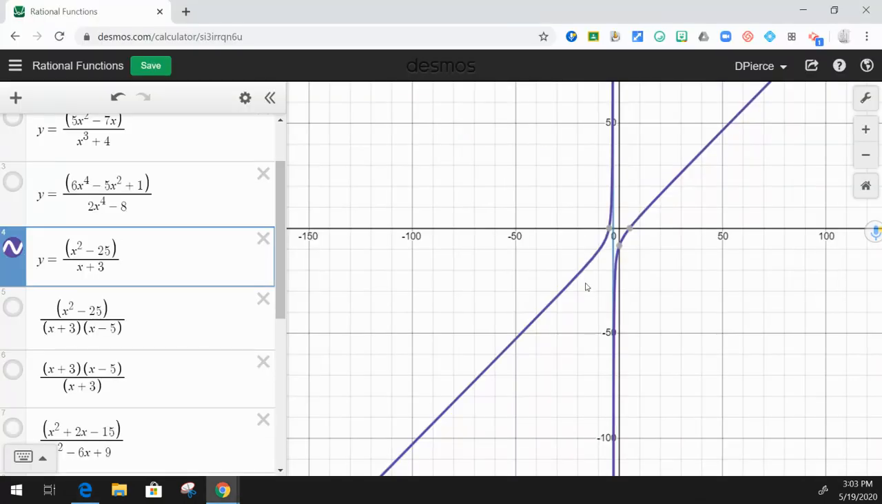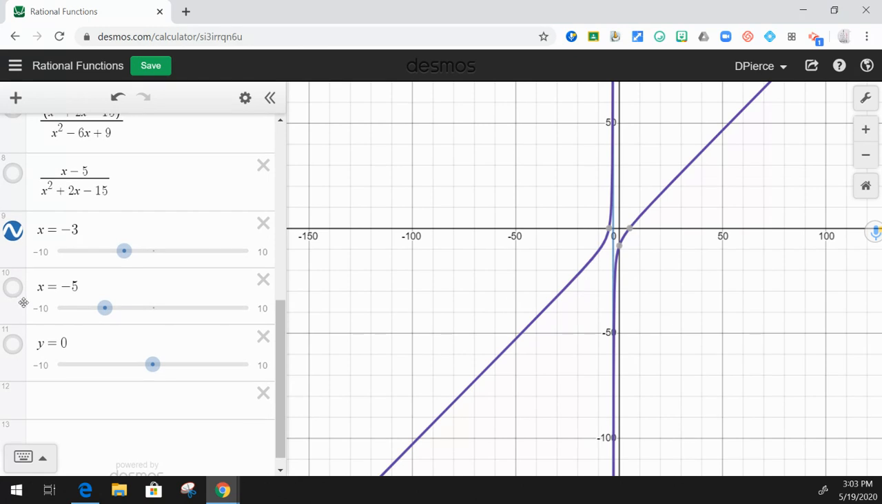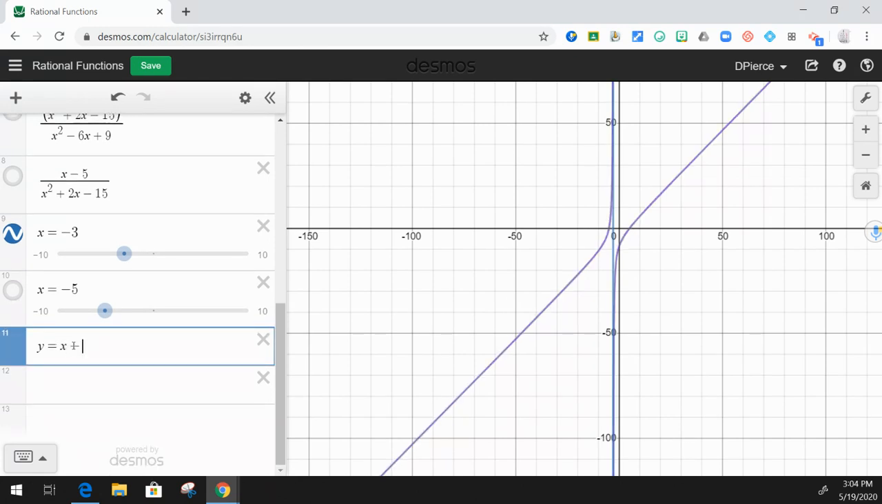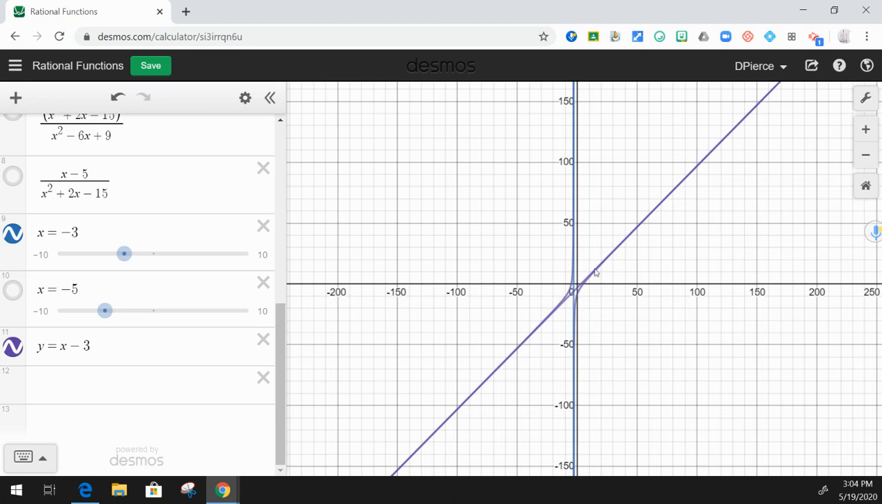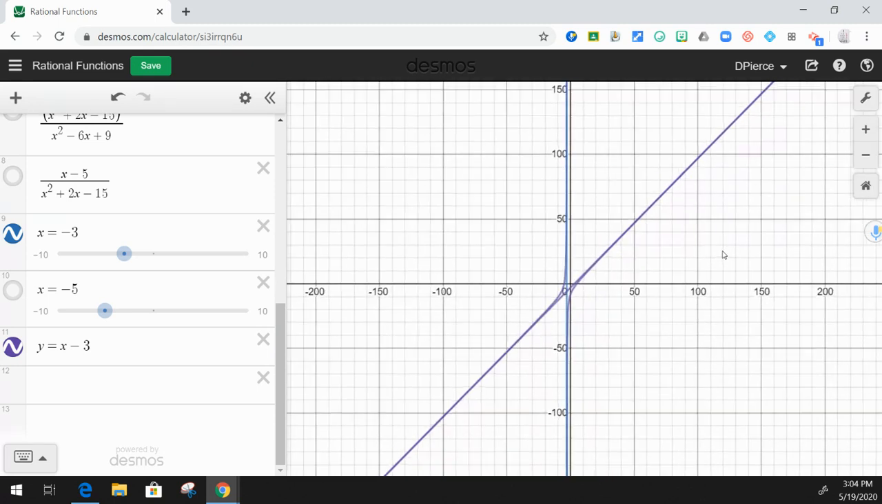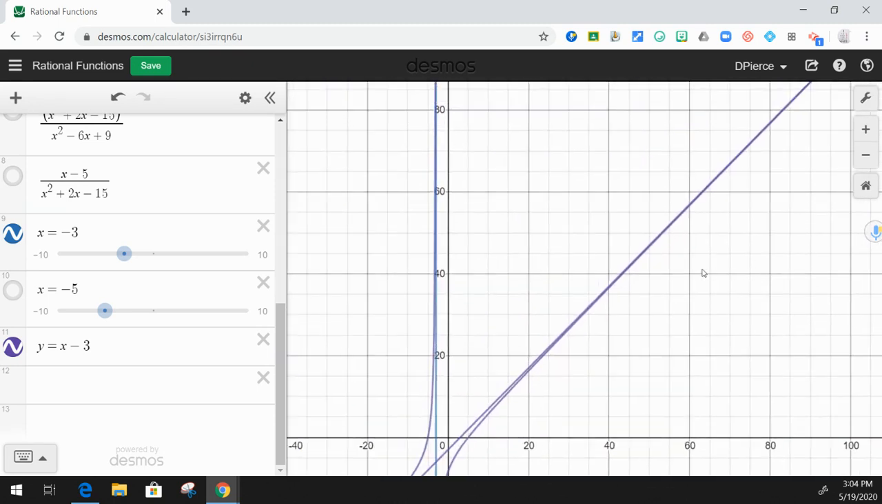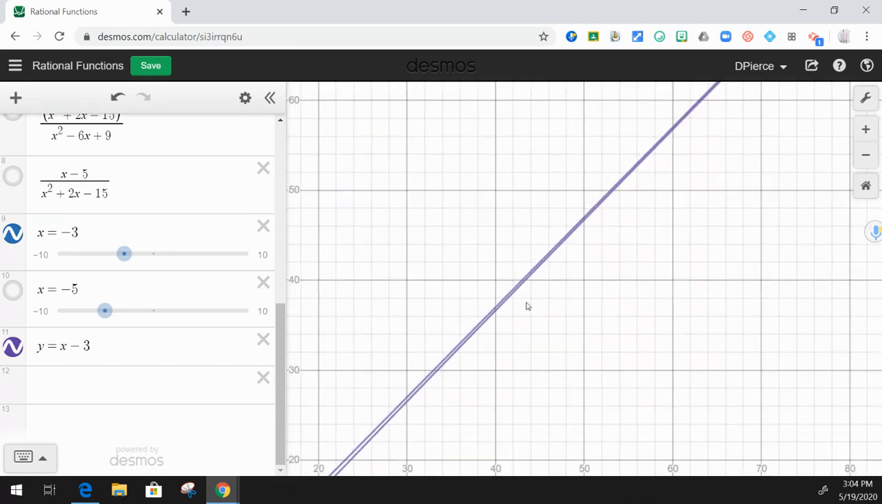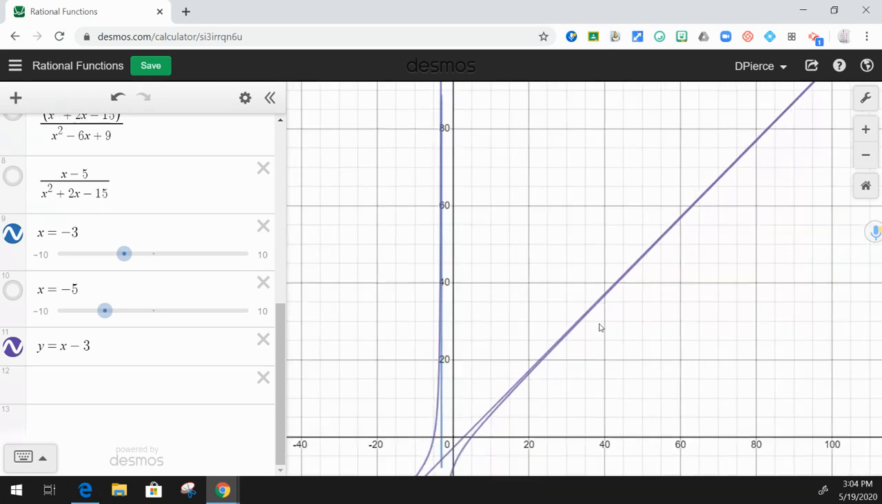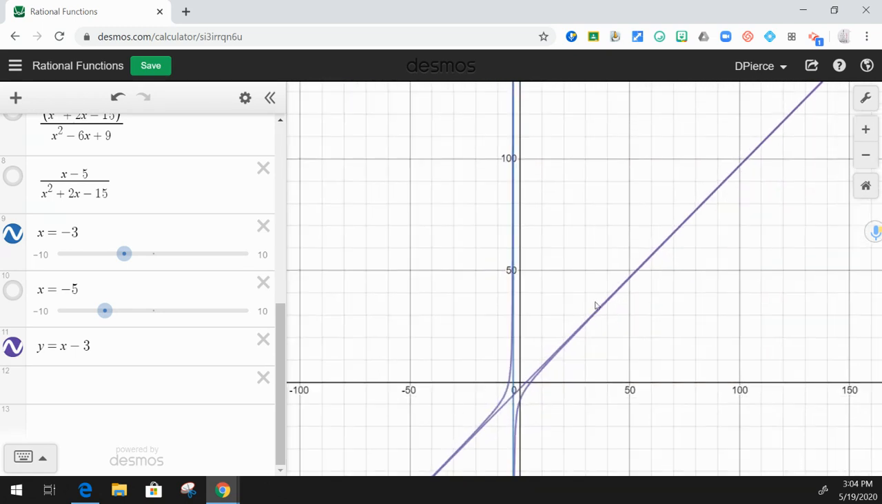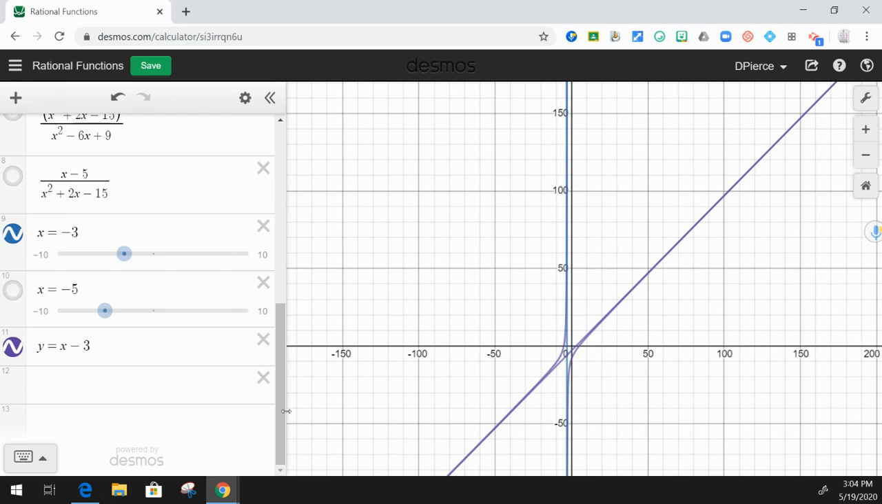So if I go back to my Desmos here and I put in y equals x minus 3, and we show you what that line looks like, you can see that that is definitely the line, that purple line that runs right along that blue, or well, actually they're both purple. It'd be nice if they're different colors, but they do run right along those branches. So that is what we call an oblique asymptote.